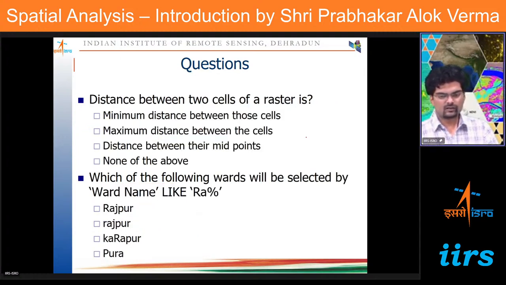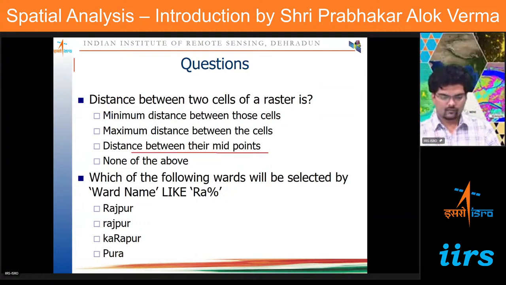Distance between two cells of the raster is the distance between their midpoints. Minimum distance is the case for vector data. So distance between two vector features is the minimum distance between those two features. But in case of raster, distance between two cells is the distance between their midpoints.